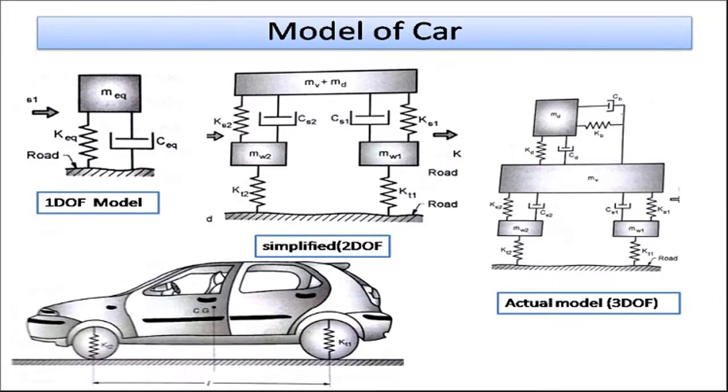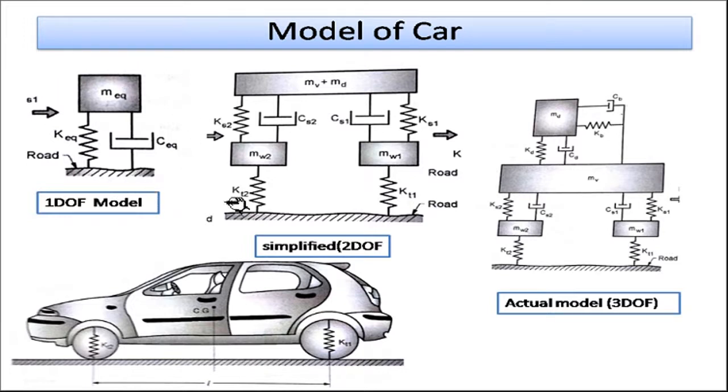Similarly we can have the mathematical model for a car. You can see here the simplified model that you initially prepare for the car. The total mass M equivalent is the mass of the total vehicle plus the mass of the driver or the number of passengers. This is the equivalent stiffness between the suspension system and the tires, that is the combined equivalent stiffness and combined equivalent damping. And this is the road surface. So this is the most simplified mathematical model for a car.